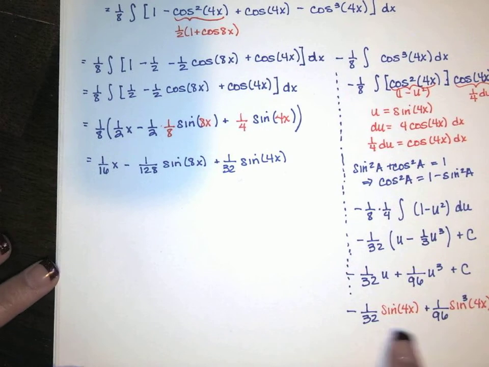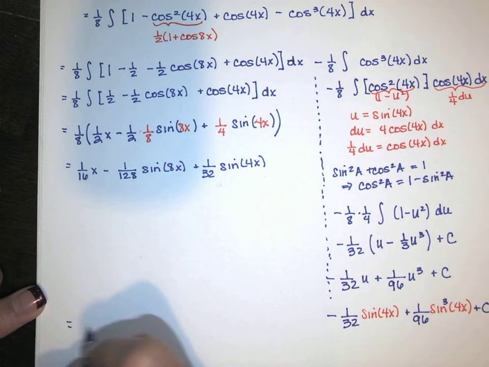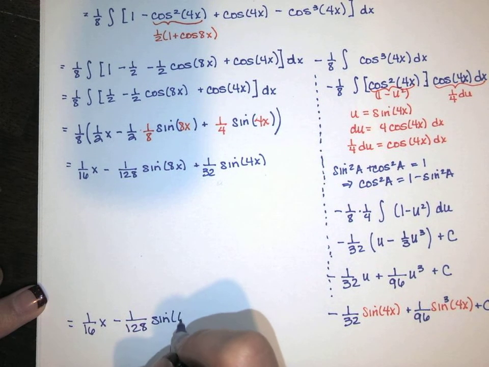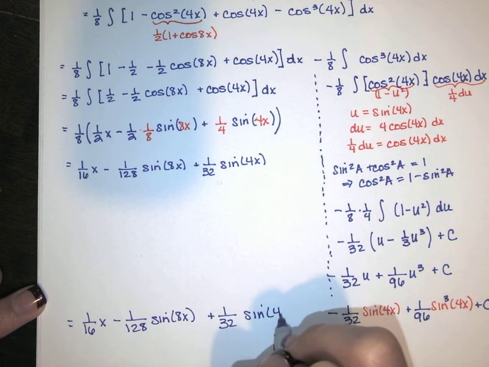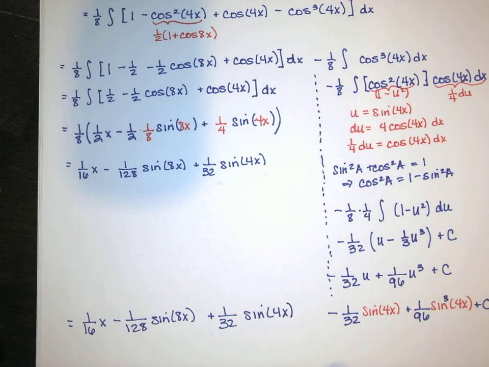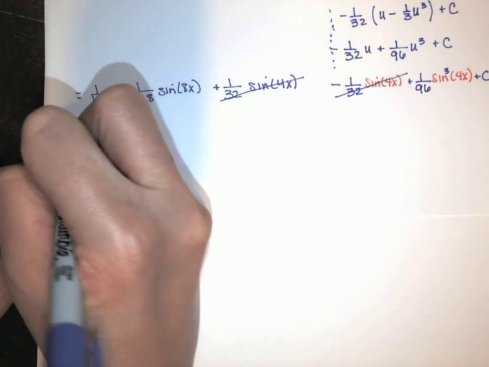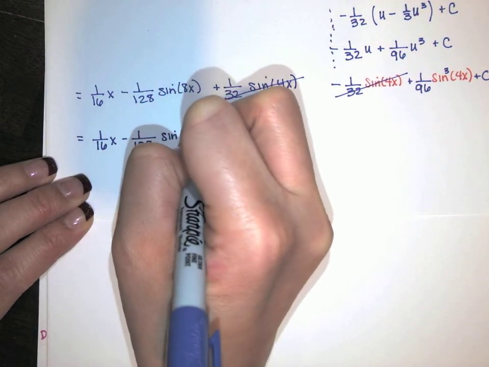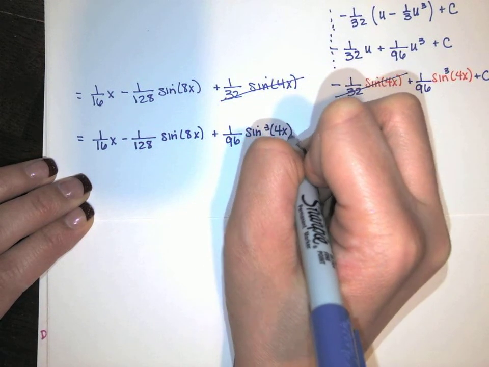All right, so that's that part, and I need to add that to all of this over here. So I've got 1/16 x minus 1/128 sine of 8x plus 1/32 sine of 4x minus 1/32 sine of 4x. Okay, so those guys reduce, and we get 1/16 x minus 1/128 sine of 8x plus 1/96 sine cubed of 4x plus c.